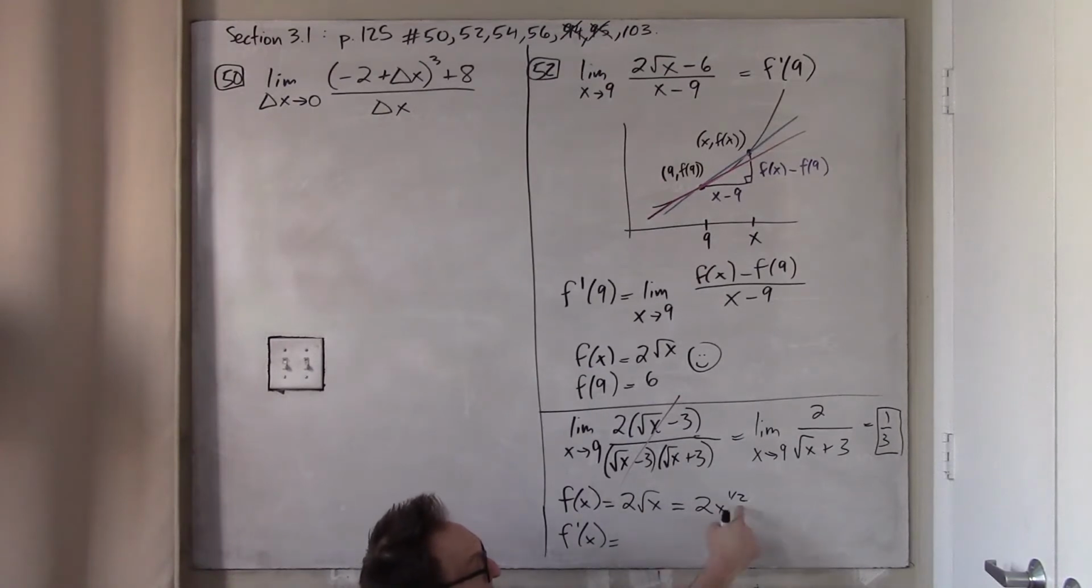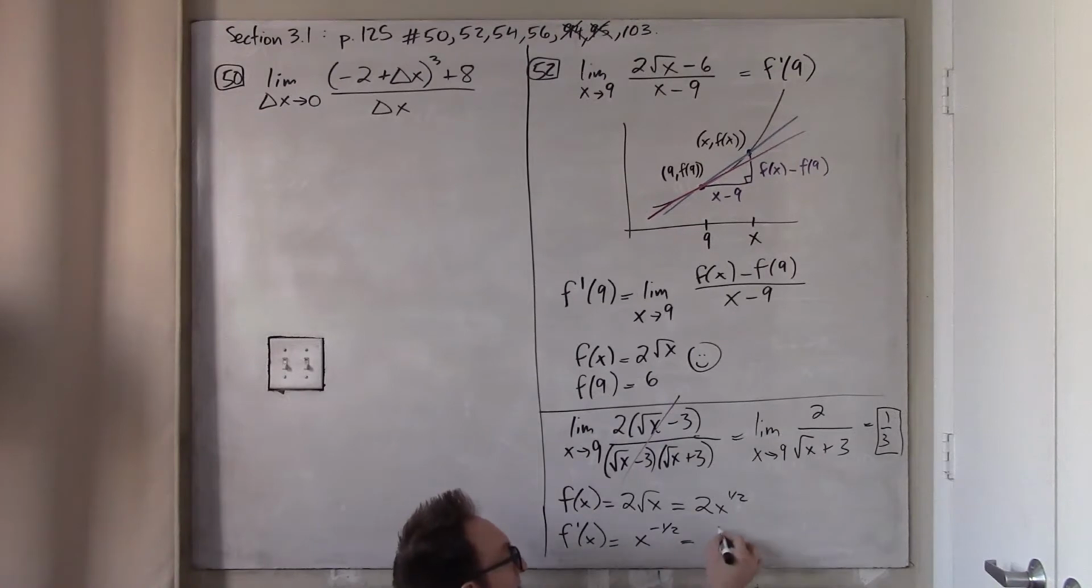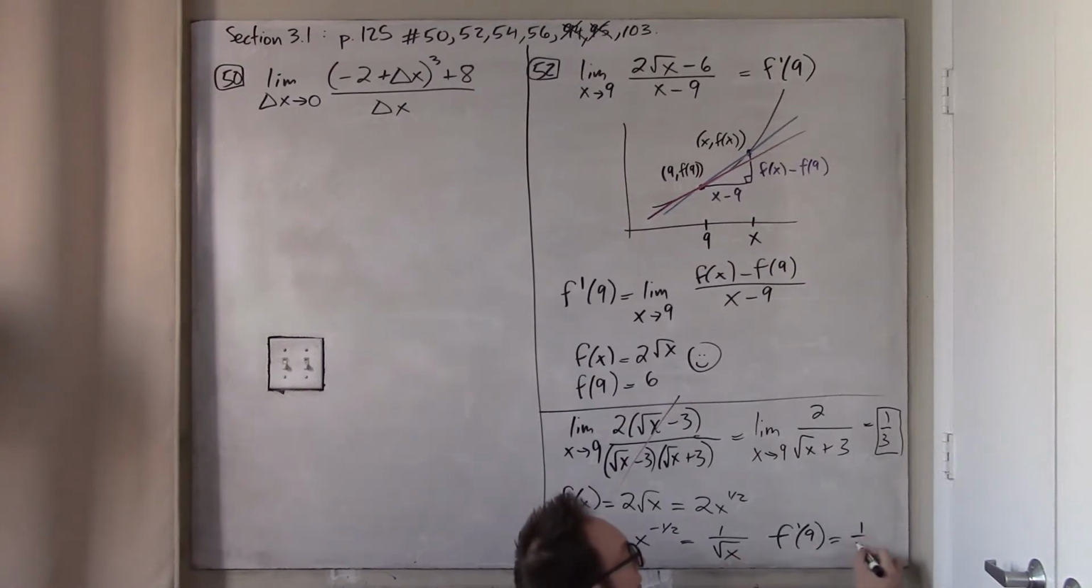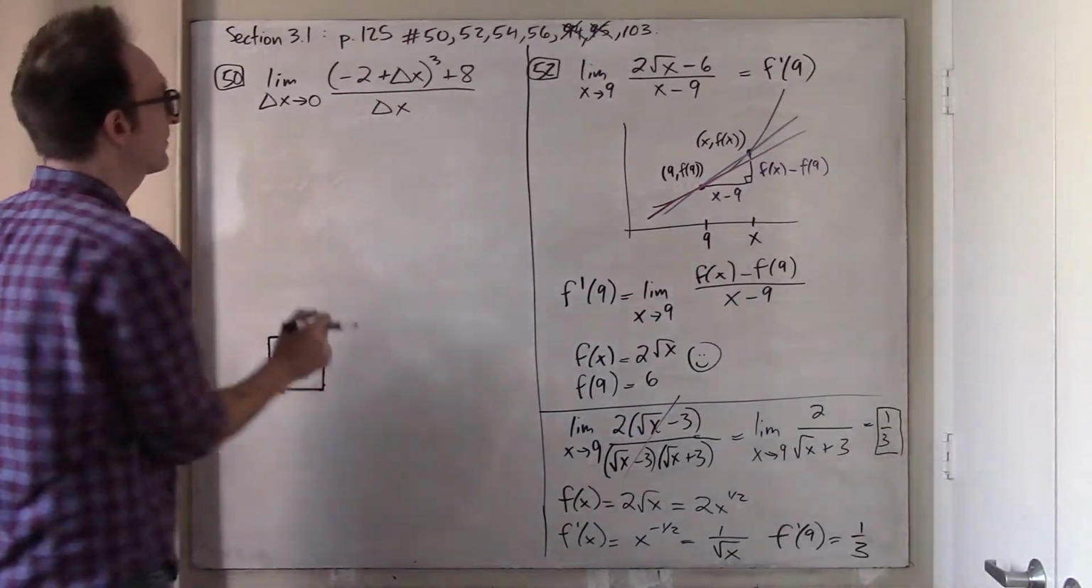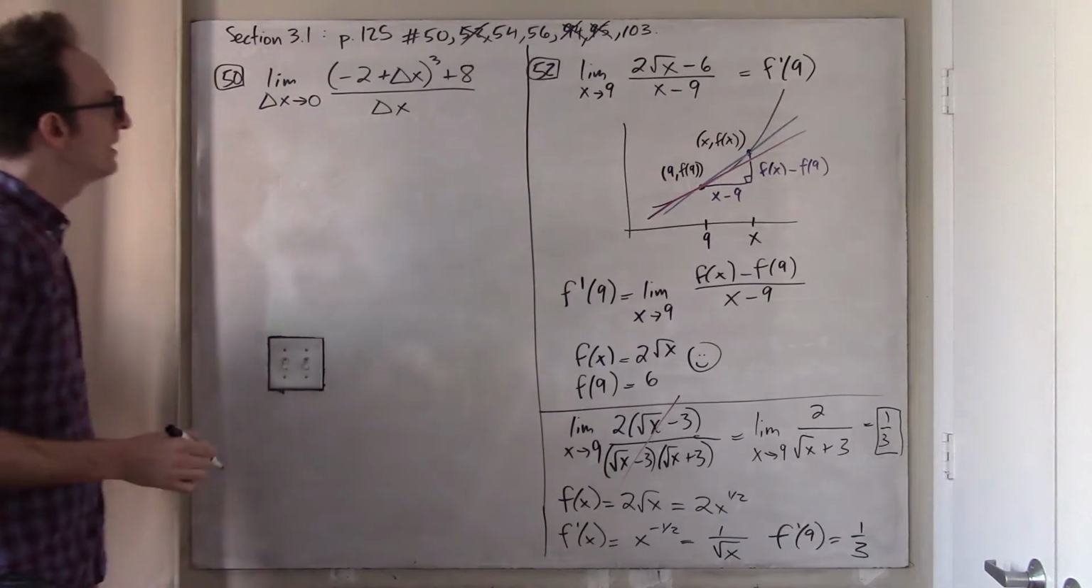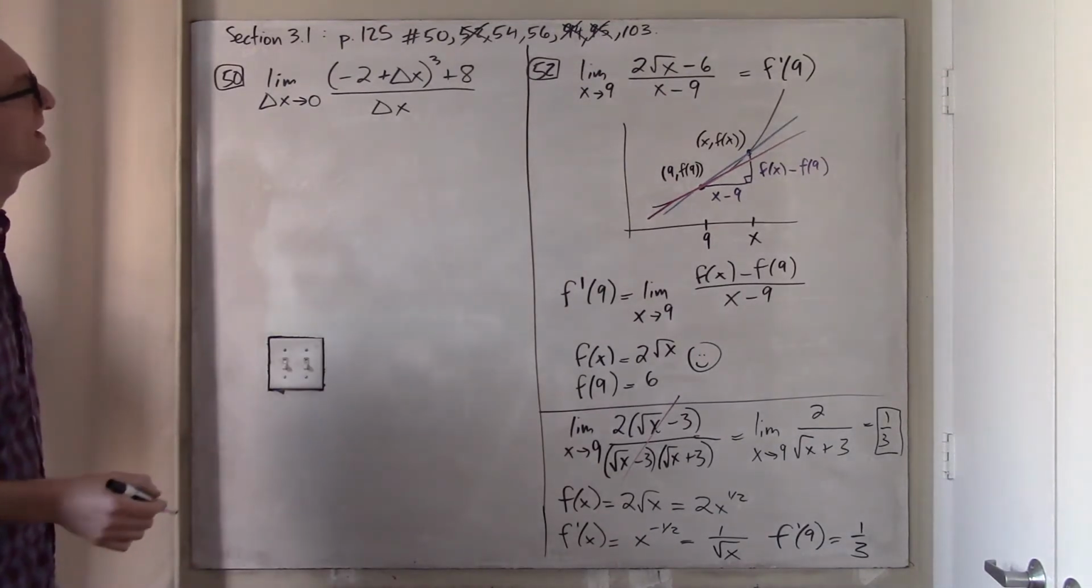We bring down the 1/2, so that becomes just x to the negative 1/2. So this is 1 over root x, the derivative of this function in general. And, well, what do you know? If you plug 9 into this formula, then you do get 1/3. So it's kind of making sense. Okay, back up here. Maybe we didn't need to go over this, I'm thinking now. But, okay, too late. What now?